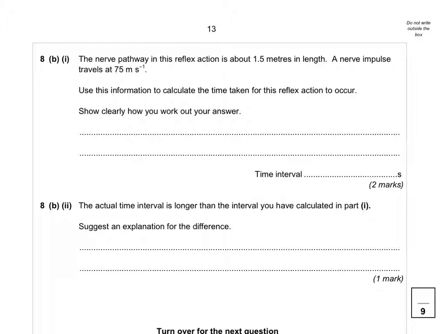So it's pretty straightforward. You have to use the formula for speed equals distance divided by time. And we're looking for the time. So what we have to do there is distance divided by speed. The reason for that is when we rearrange the equation, we're looking for time. So time equals distance divided by speed.